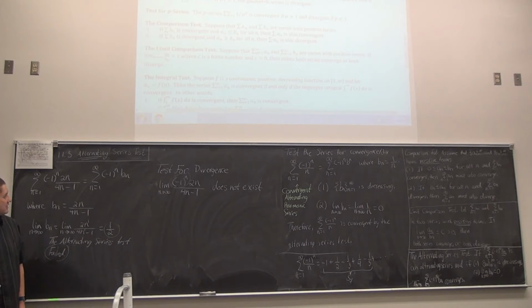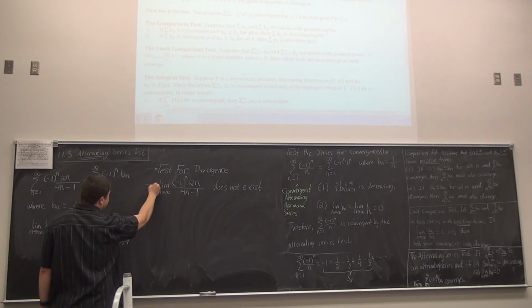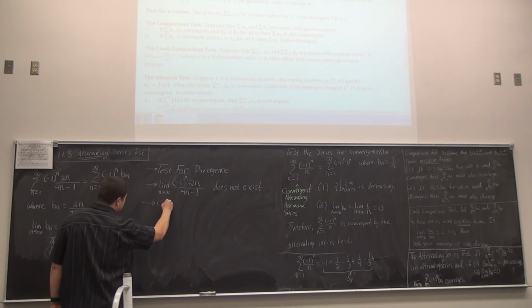That's a nice fact because now for the test for divergence, we've named the test. This is the work, the limit did not exist. The only thing left is the conclusion.